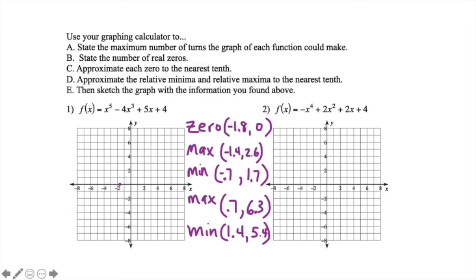Let's do the max, that first one there. The negative 1.4 and 2.6. We're going to scoot over to negative 1.4, which is really close to there. And then we're going to come up to the 2.6, somewhere in that area.